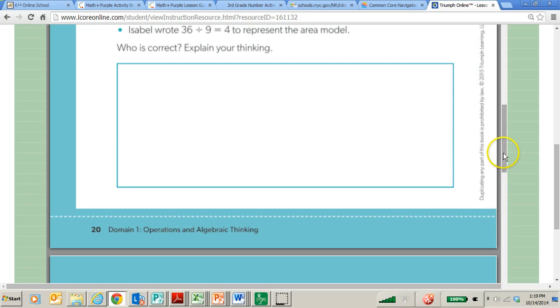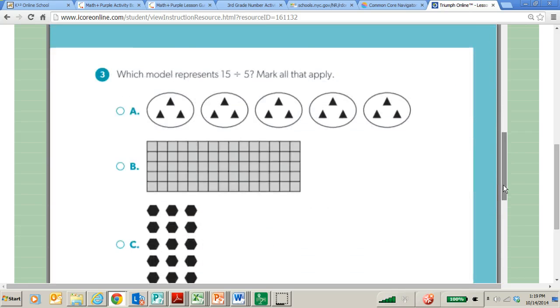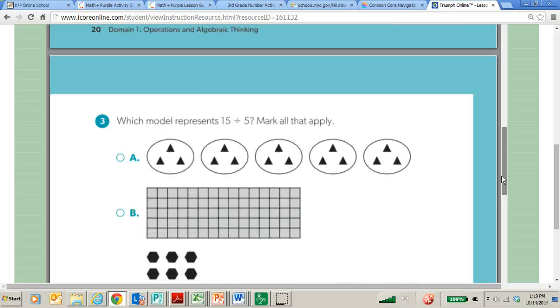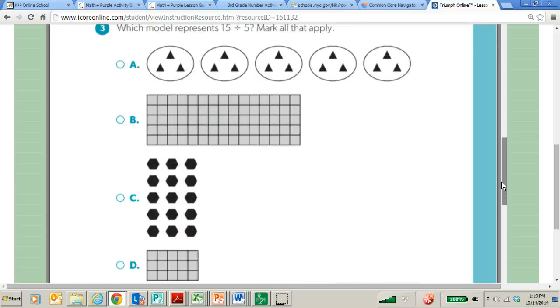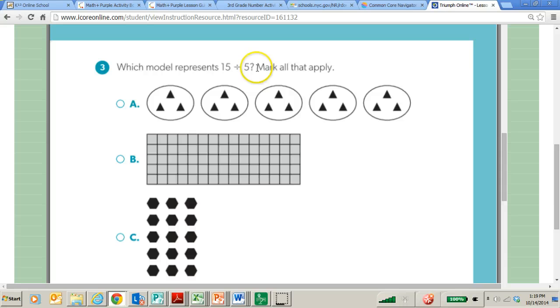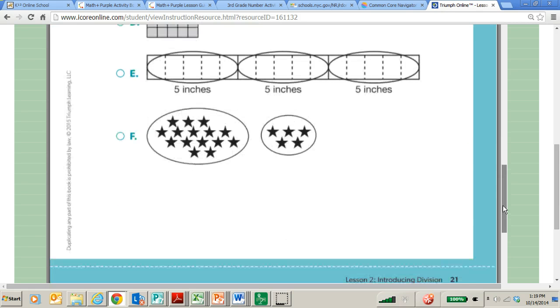So as we continue to go through, there's more modeling. There's a typical ABCD type of question, but the thing that's different, it says mark all that apply. This could be a real tricky component on the Georgia Milestones because maybe there is more than one answer that is appropriate, and this is also something they may experience in Study Island. Reading carefully and making sure they understand the directions is really, really important.